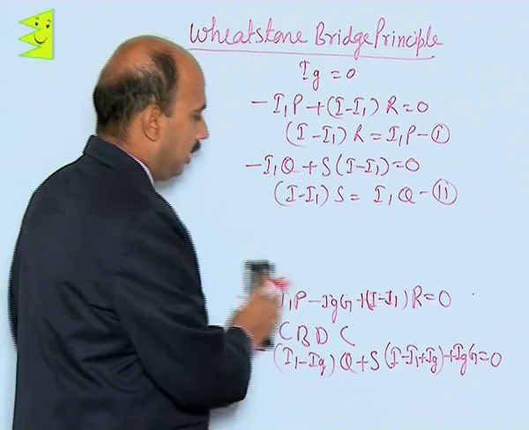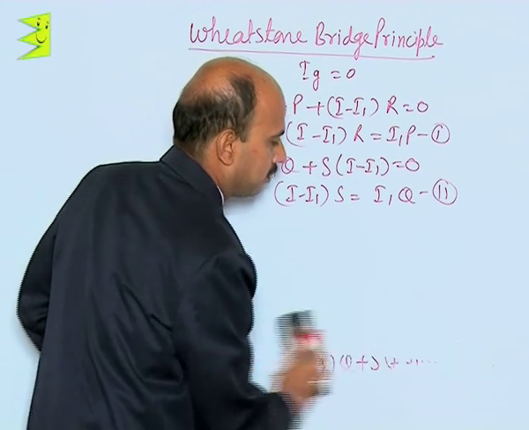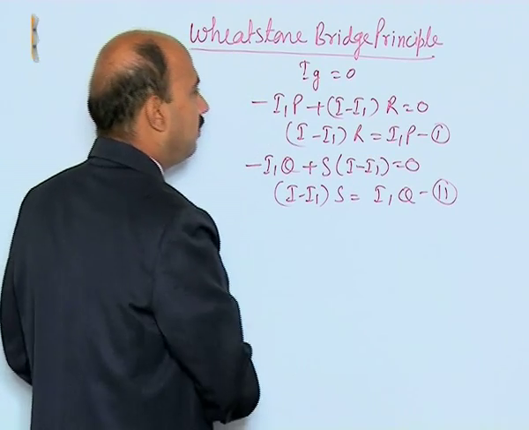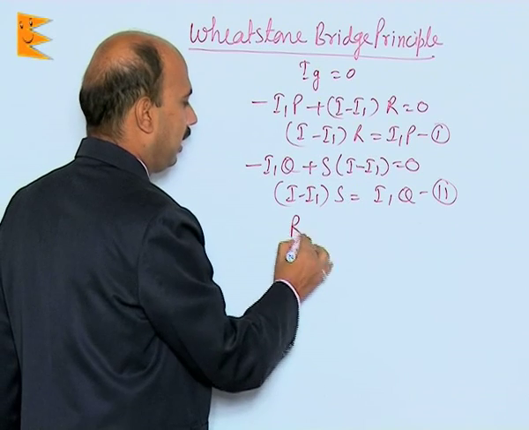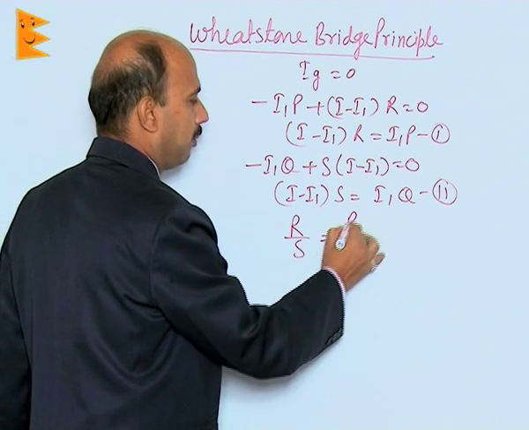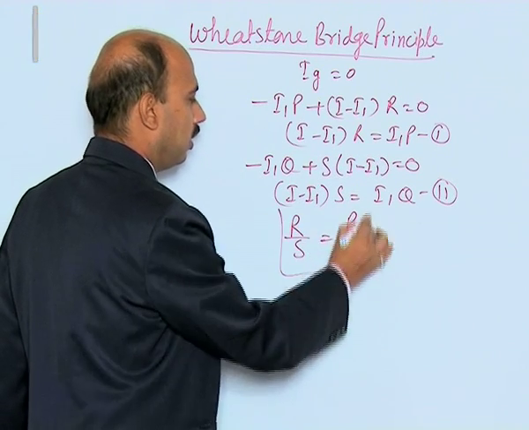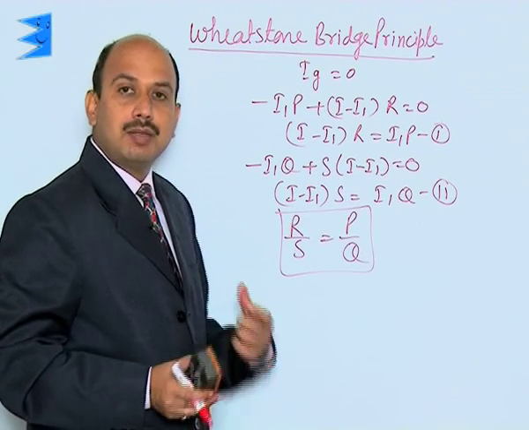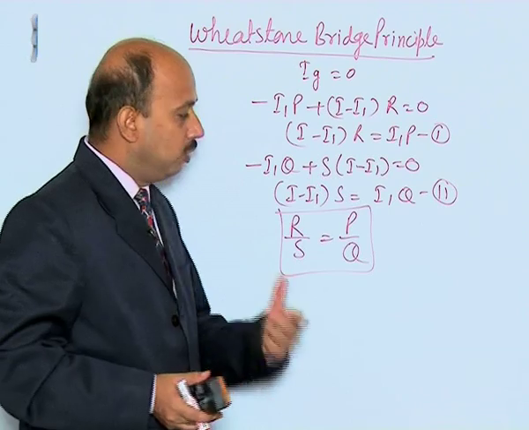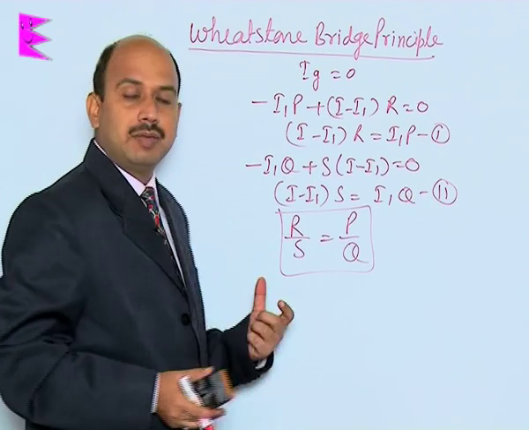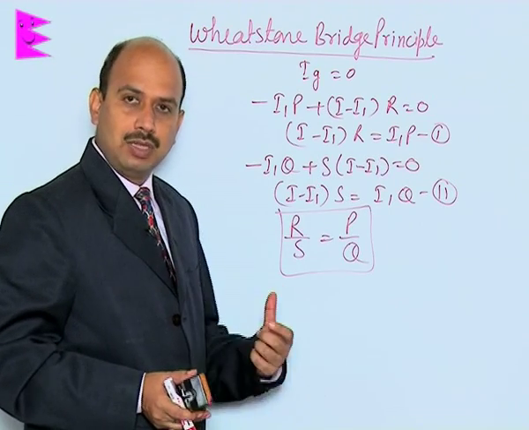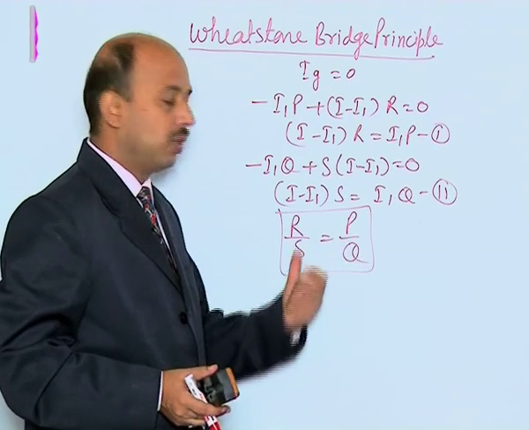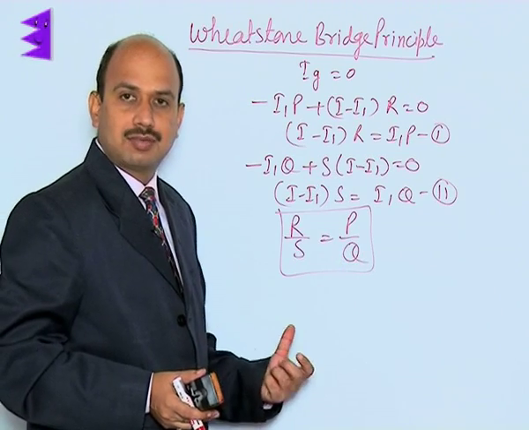Now say here, divide first by second. If you divide the first by second, you will be getting R by S is equal to P by Q. So in this case, when the bridge is balanced, that means no current is flowing through the galvanometer, then the relation between the 4 resistances which we took in the bridge is this one, P upon Q is equal to R upon S.